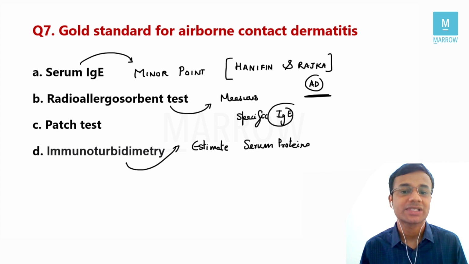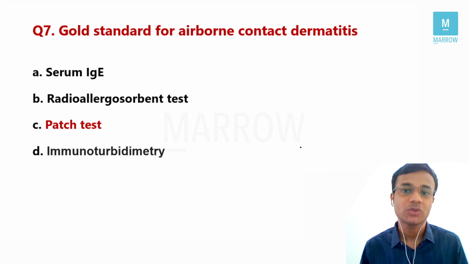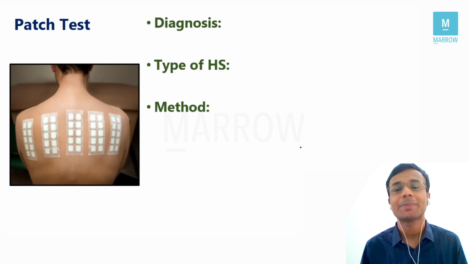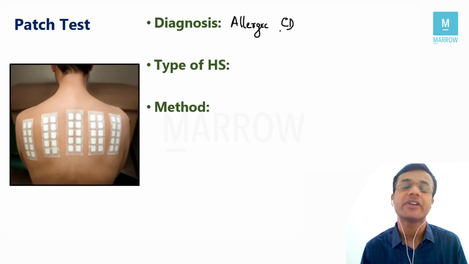So the correct answer for this question is patch test, which is used in the diagnosis of airborne contact dermatitis. So some important basics about patch test. We know by general knowledge that patch test is used in the diagnosis of allergic contact dermatitis. So this is point number 1. Point number 2, why is it used in the diagnosis? Because it's a type 4 hypersensitivity reaction.